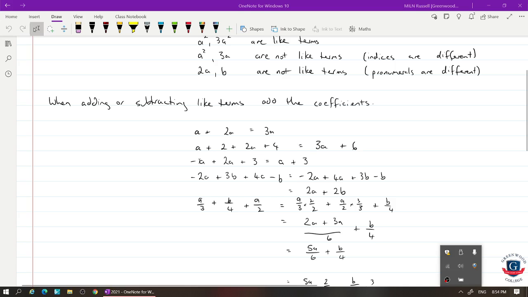Now in this case we have a negative A and we have 2 more A's. So negative A plus 2A is the same as 2A take A, which is just A, plus 3. So the answer will be A plus 3.